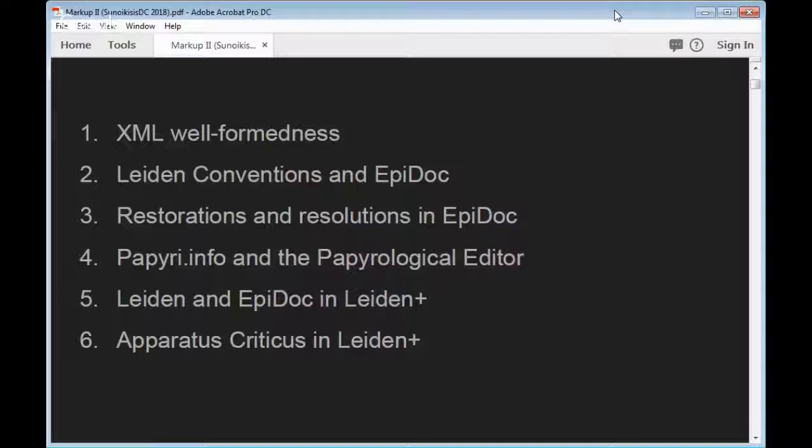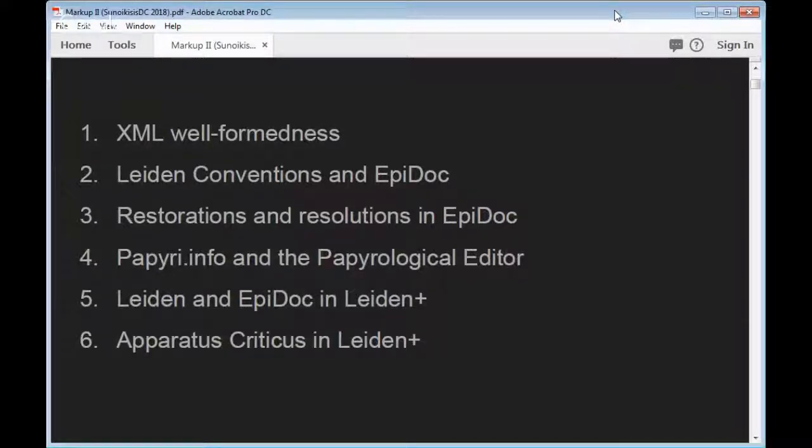Then Lucia will talk about the Papyri.info platform, and in particular the Papyrological Editor, which is a part of that. And she will give a demonstration of encoding a text, this time a papyrological text, using Leiden Plus, which will result in an EpiDoc encoded text, but Leiden Plus is a much more user-friendly interface to do so.